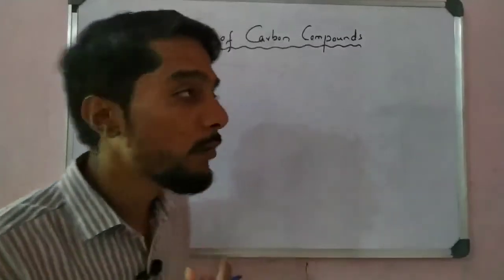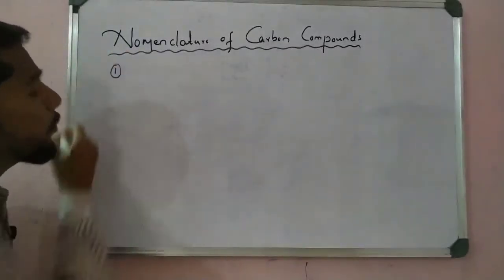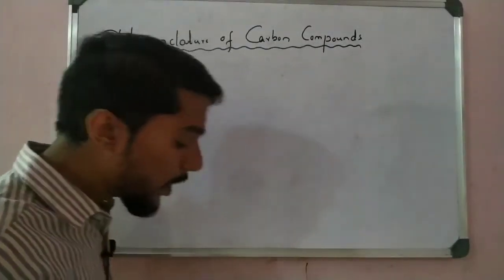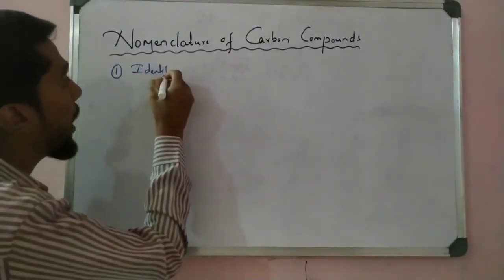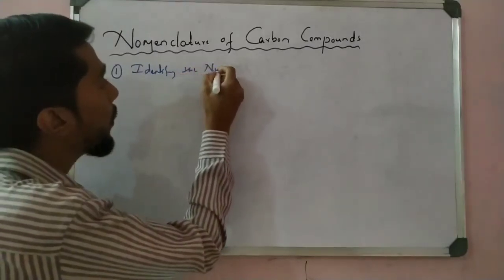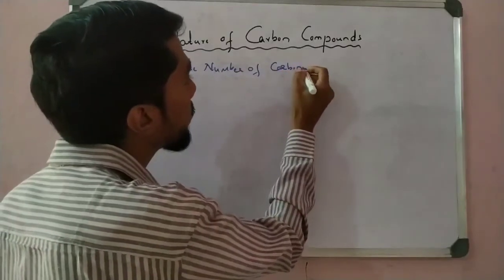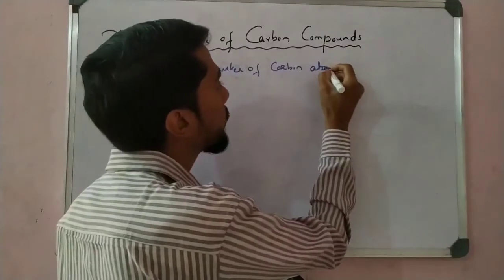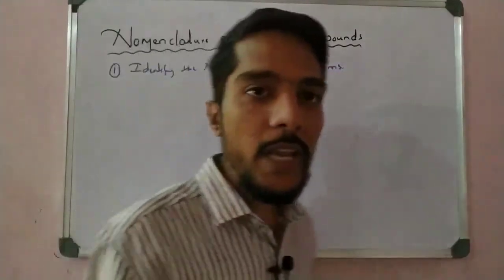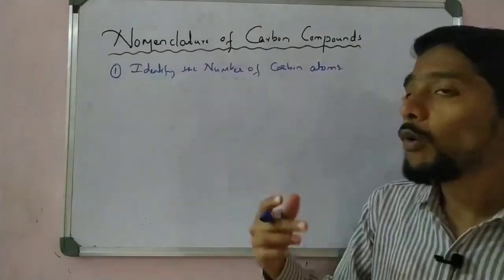I can write the method here one by one, and you follow that method for naming a compound. Number one, which is very important for naming, is to count the number of carbons. Identify the number of carbon atoms in the given compound. So the first method is to count the number of carbons.